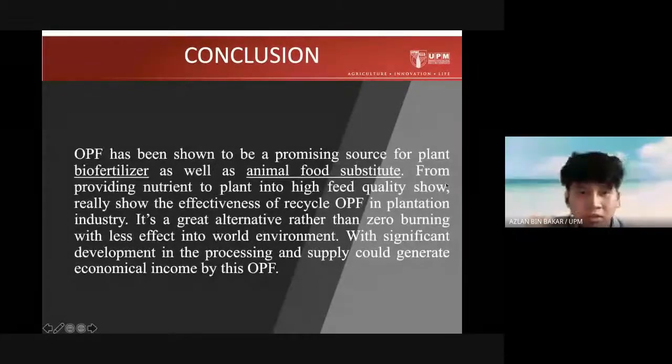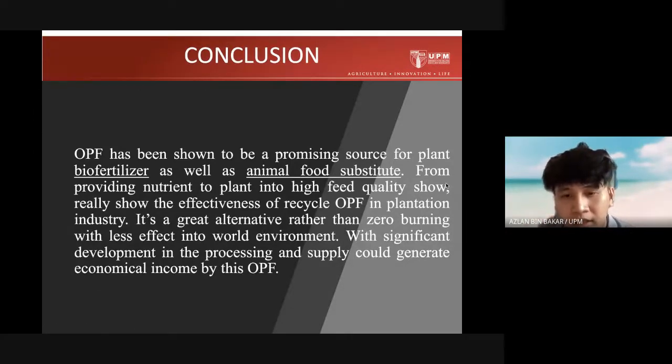So in conclusion, our palm frond has shown to be an advantageous source for biofertilizer as well as animal food substitute. From providing nutrients to plants into high quality feed for the poultry industry, it really shows the effectiveness of recycling palm frond in the plantation industry. It is a great alternative to open burning, with less effect on the world environment. Also, it could provide extra income to the oil palm industry.